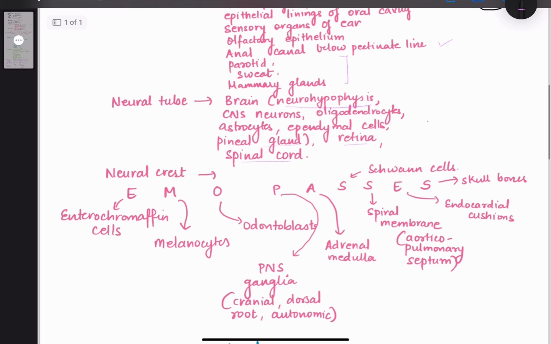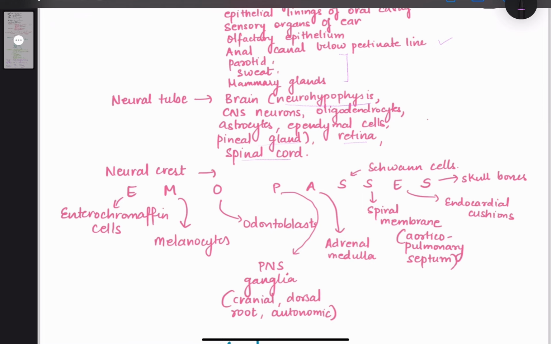But talking about neural crest, we have this famous mnemonic, that is EMOPASSES. E is for enterochromaffin cells, M is for melanocytes, O is for odontoblasts, P is for PNS ganglia, that is peripheral nervous system ganglia, cranial, dorsal root and autonomic. While in neural tube it was CNS neurons, that is here in P we have PNS ganglia.